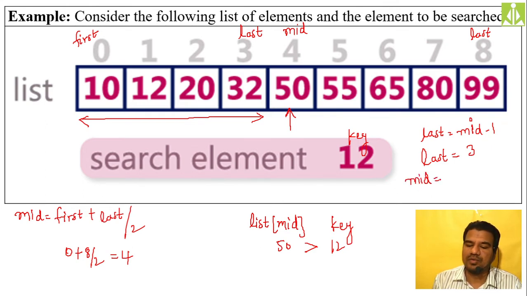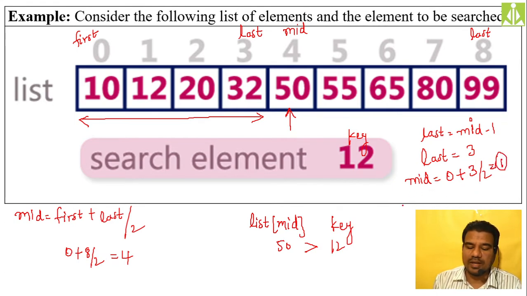Calculate the new mid. Mid is equal to the same formula. First, that is 0 plus last, which is 3. Okay, 0 plus 3 is 3 only, divided by 2. How much is it? Something like 1.5, isn't it? But as we take all our index values, all our variables, in integer format, it will be 1 only.